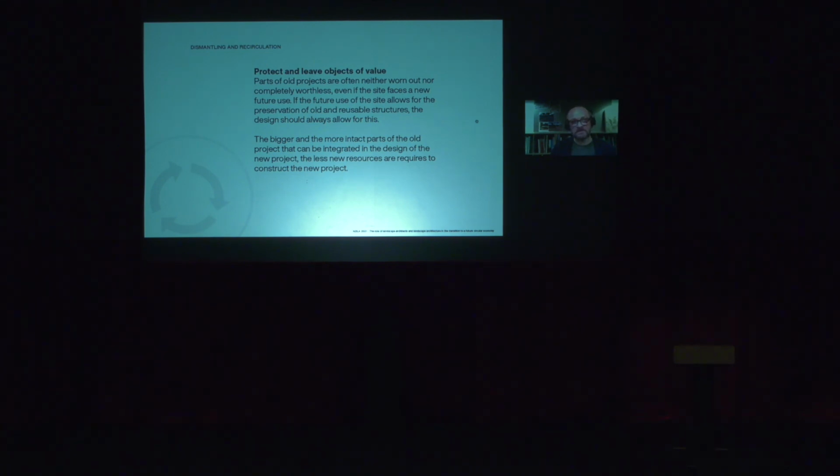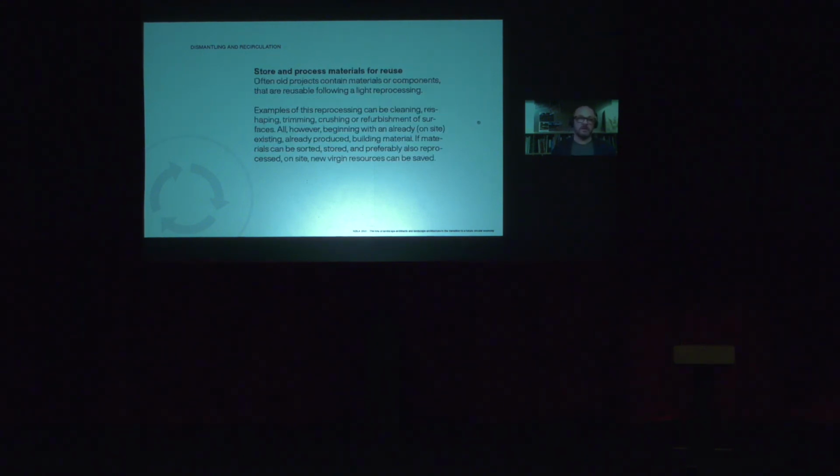When we dismantle and try to recirculate this, we need to protect whatever is worth protecting for the future. We need to dismantle and store elements so that they can be reused. We need to process materials and store them for reuse on site, preferably if possible. And crucially, we need to dispose of as little as possible. We need to minimize waste.